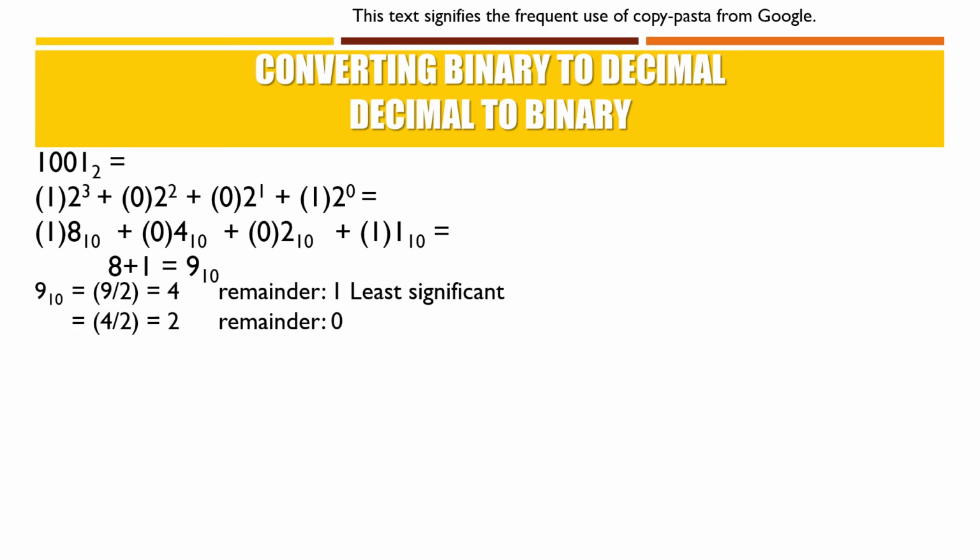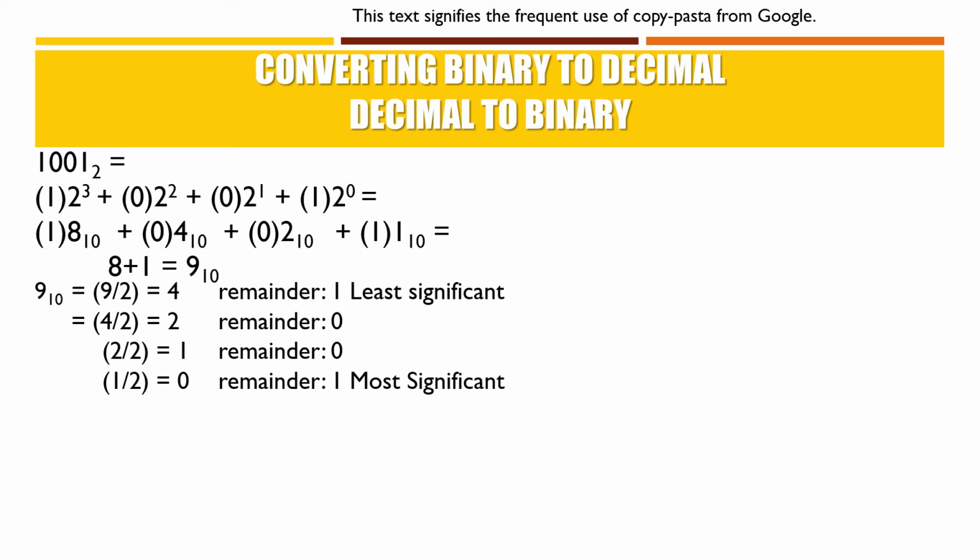I'm going to take that 4 as my next division. 4 divided by 2 is equal to 2, remainder 0. Do that again, take that 2, move it over there, and then divide by 2 again. 2 divided by 2 is equal to 1 with 0 as a remainder. Take that 1 and then divide by 2, and then end up with 0 as my result and a remainder of 1, and that'll be my most significant bit.